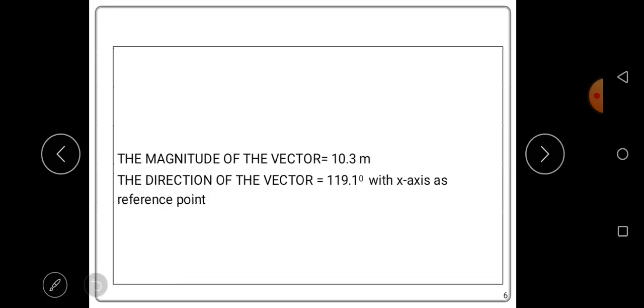So the magnitude of the vector is 10.3. The direction of the vector is 119.1 degrees with the x-axis as the reference point.